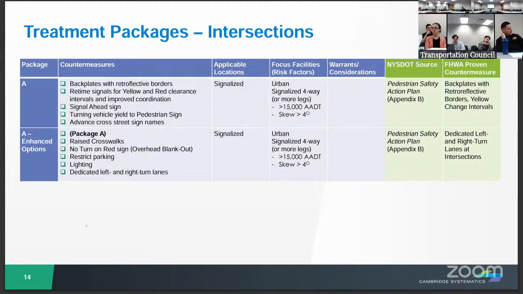These are just some of the recommendations, countermeasures that are part of the pedestrian safety action plan, applying that to all intersections. And these are quite in line with FHWA proven safety countermeasures. Some of these could be done individually, some of these could be done through maintenance projects, or these could be an overall broader capital project to do a whole group of these as well. If anyone has any questions, feel free to jump in anytime.